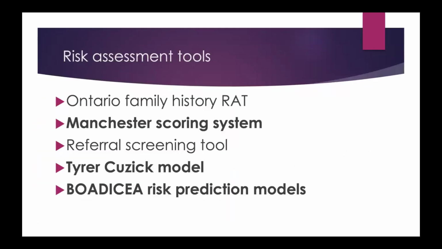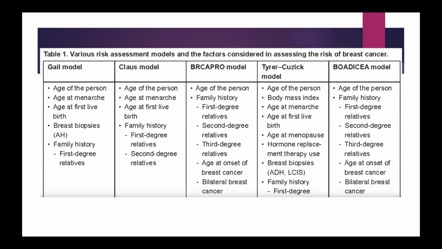So basically, for risk assessment tools, there are a lot of them. But there are several that are more familiar, like the Manchester scoring system, the Tyrer-Cuzick model, and the BOADICEA risk prediction model. These are the factors taken into account when we try to assess the risk for the patient, whether the patient will have breast cancer or not, and whether we want to offer the patient genetic testing.